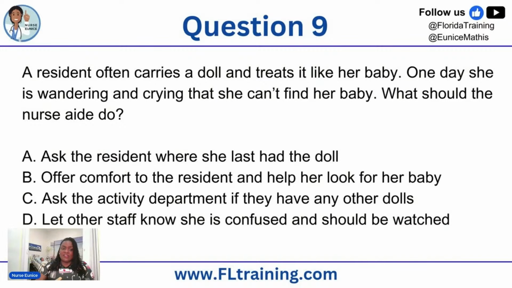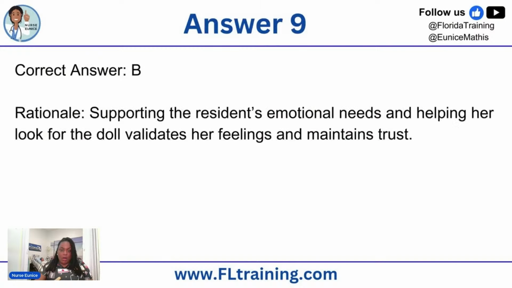The reason why it's not C is because maybe her doll was brown skin, and the activity department may not have any other brown skin dolls, or maybe her doll had on a particular dress. So if you just go to the activities department and try to trick her to get another doll, she's going to be like, hey, you took my baby. So it's just best to help her look for the actual baby. I know that she has some type of confusion, maybe dementia, but it's best to help her look for her actual doll, because I'm sure there's something about it that she will remember and she'll recall.